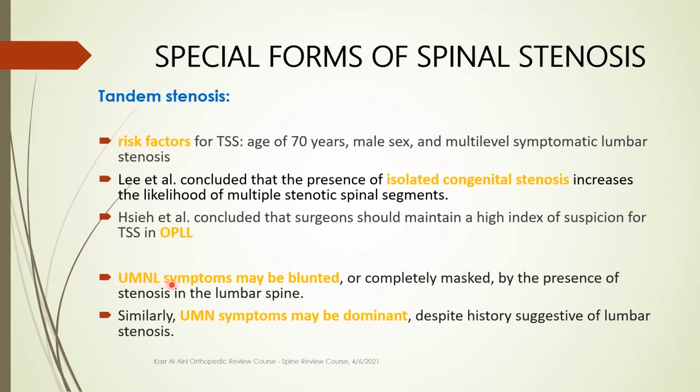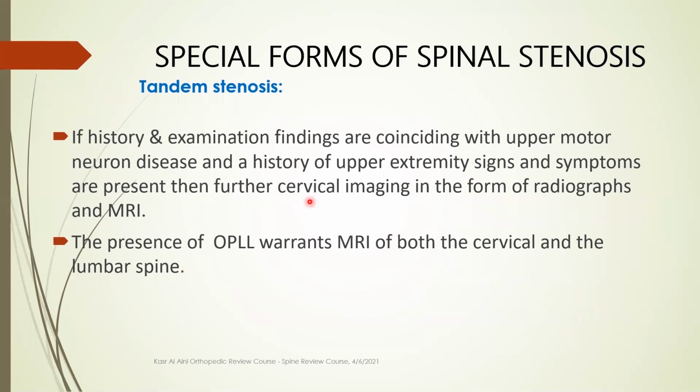Sometimes upper motor neuron lesion symptoms may be blunted or completely masked by the presence of lumbar stenosis, and similarly, upper motor neuron symptoms may be dominant despite a history suggestive of lumbar stenosis. If history and examination coincide with upper motor neuron affection and upper extremity signs and symptoms, then further cervical imaging in the form of radiographs and MRI should be performed. The presence of OPLL warrants MRI of both cervical and lumbar spine.